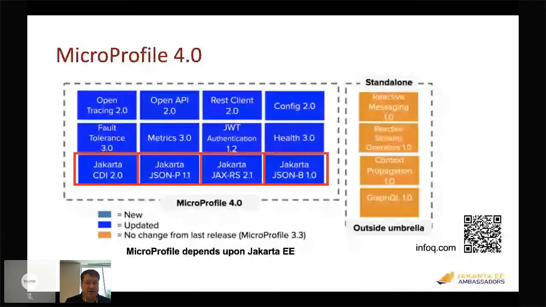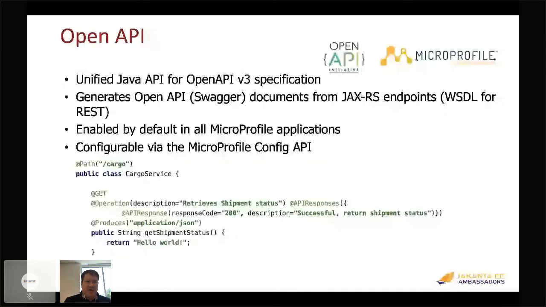As I mentioned, the current 4.0 release of MicroProfile depends upon Jakarta EE standards: CDI, JSON-P, JAX-RS, and also JSON-B for binding JSON back and forth to Java objects. Just to stress the point, MicroProfile depends upon Jakarta EE at its base. Some of the additional features that MicroProfile adds that Jakarta EE applications can leverage are a unified API for generating Swagger documents and documenting JAX-RS REST endpoints. It's very easy to add this onto an existing JAX-RS endpoint to add documentation to it, and you end up with your Swagger documents automatically generated.